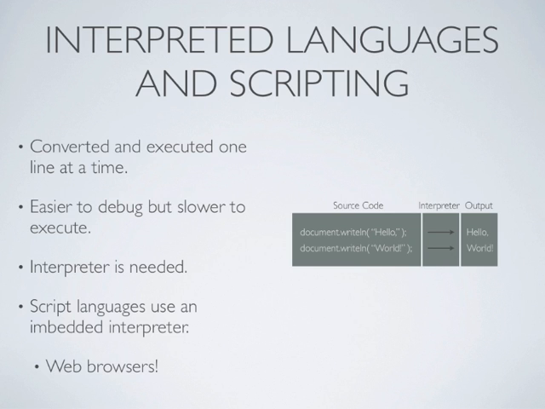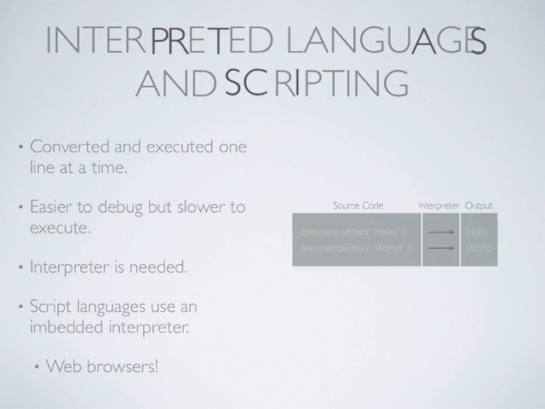If the second line of my script was then document.writeLine hello, or I'm sorry, world exclamation point, when that line was read and translated by the interpreter, that would result in world exclamation point being added to the output, basically becoming a piece of content that would become a part of our web page.